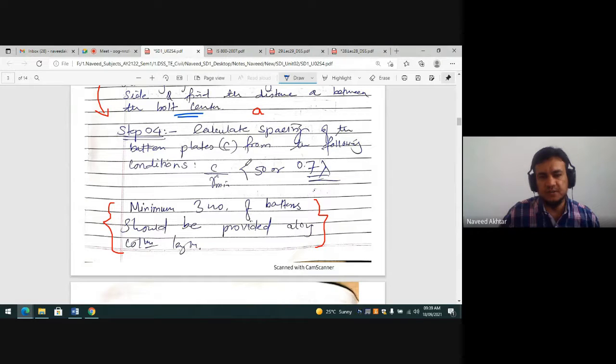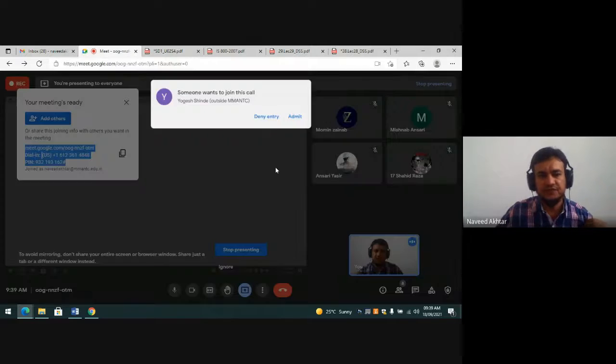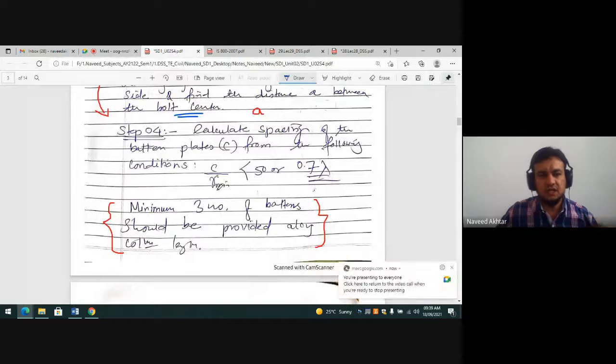S by r minimum less than 50. Minimum 3 number of battens should be provided. ये हम लोगों ने already ऊपर discuss किया. Okay.